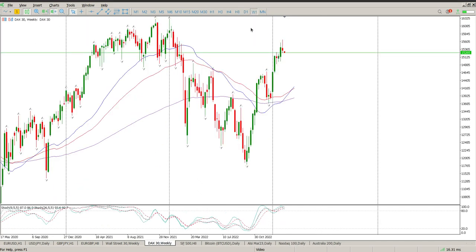I just want to start here on the weekly quickly. Have a look here. We have a weekly pin bar, but the only bit of structure that I can see is this fractal here from 2020. So you can see there is a bit of structure there. We've rejected it twice. We've got a pin bar and an inside bar on the weekly with the oscillators looking to cross over. This is starting to look like a bit of a top.